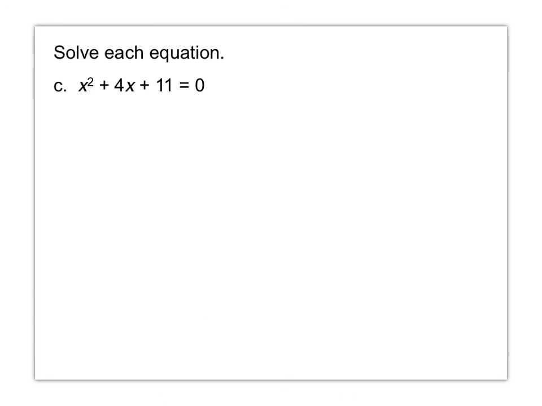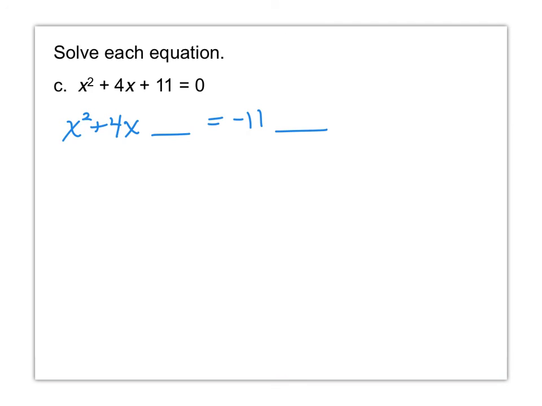Let's solve this equation. We're going to use the method of completing the square to solve this equation for x. Let's write the equation so that the x terms are on the left side of the equation. So we've got x squared plus 4x. Then I'm going to leave a blank there, and that plus 11 I'm going to move to the other side, make it a minus 11, and leave a blank.